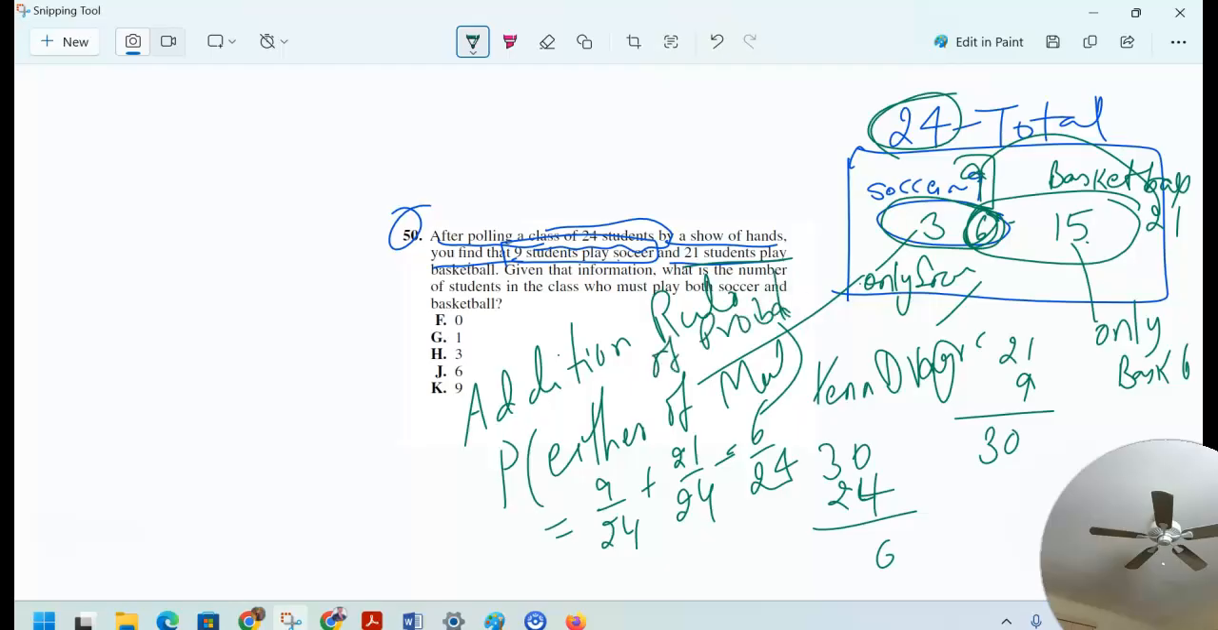So it means if a student is selected, what are the chances that he plays either this or that? So this becomes 1, because it's going to be 24 divided by 24, because it's given that among the 24 students, those who play soccer and basketball. So I hope that makes sense.